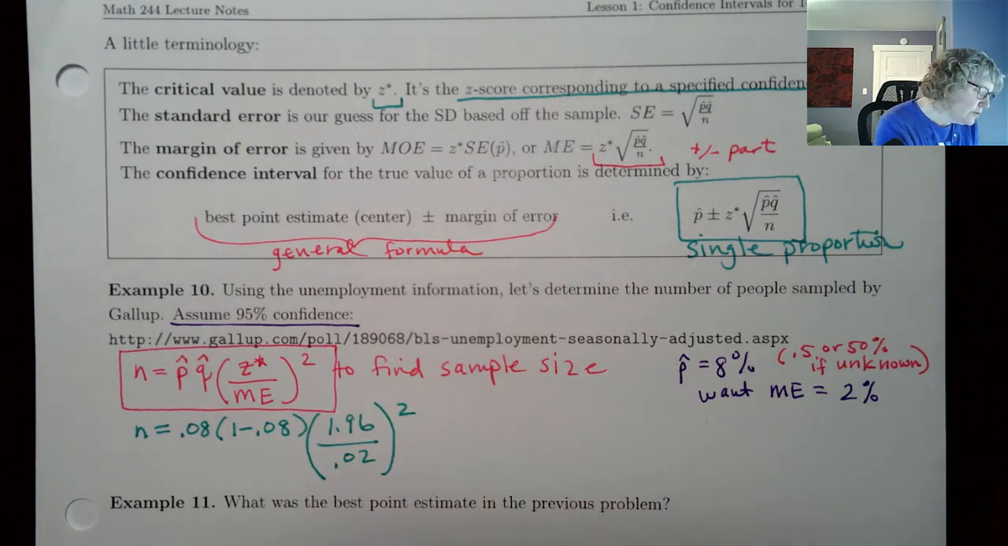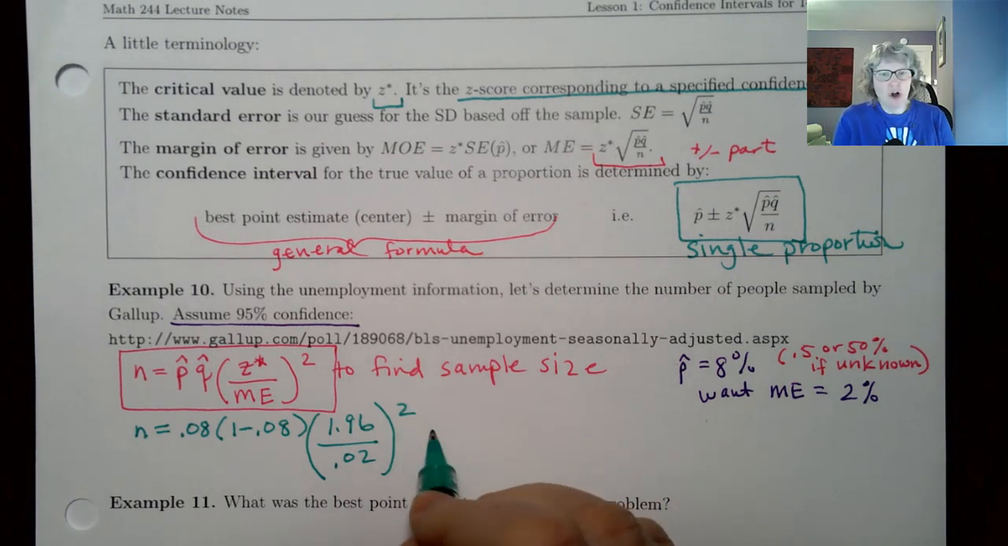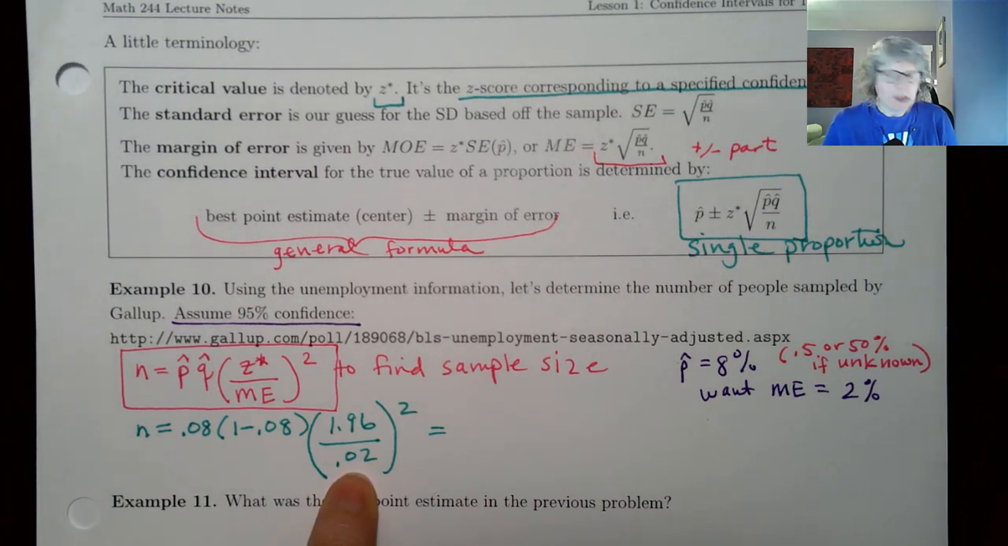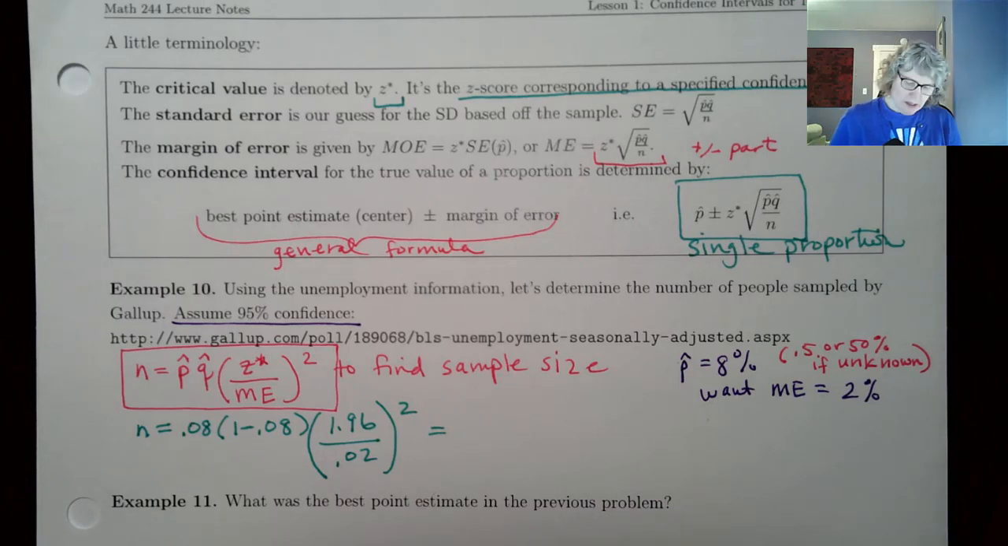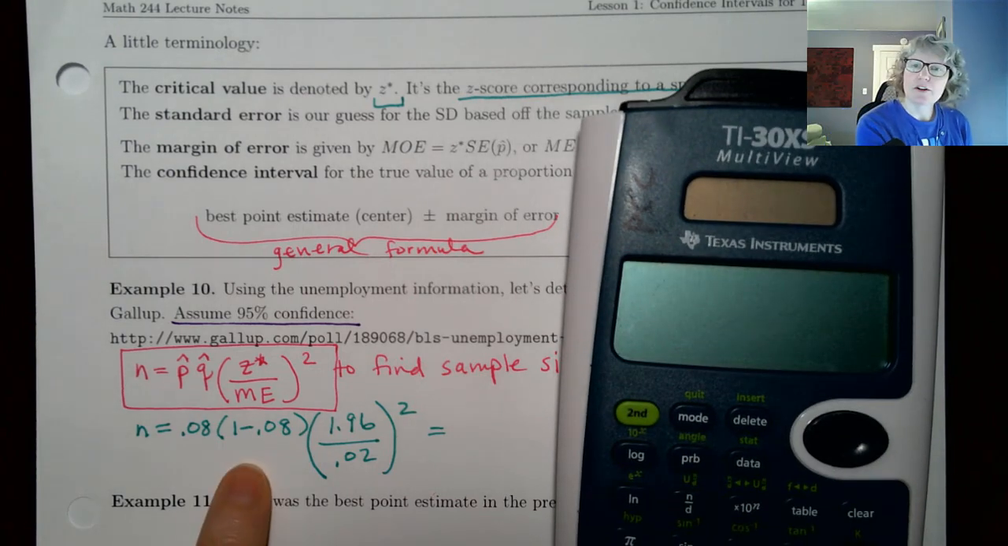And then remember your square on the outside. If you forget the square, it'll come out way too small. That is my clue. If I get too small of a number, I probably forgot to square it, or I maybe put in 2 here instead of 0.02. That's another thing. So if you get like a sample size of 20, that's not big enough, right? So double check your formula.